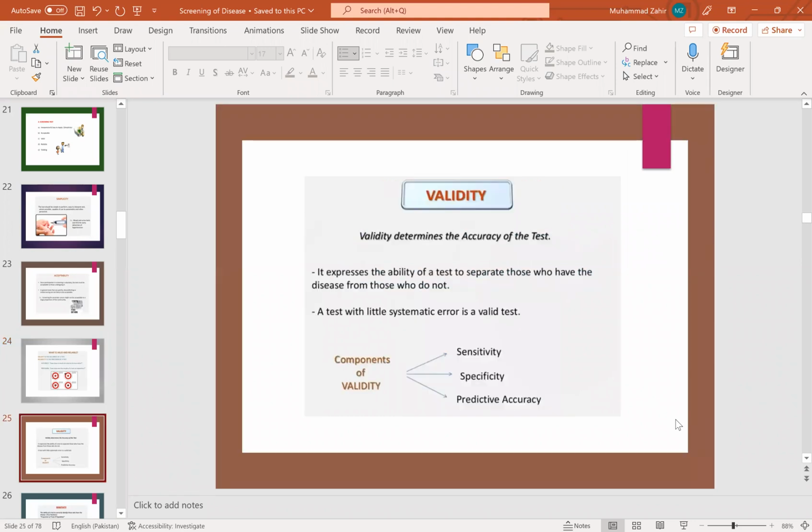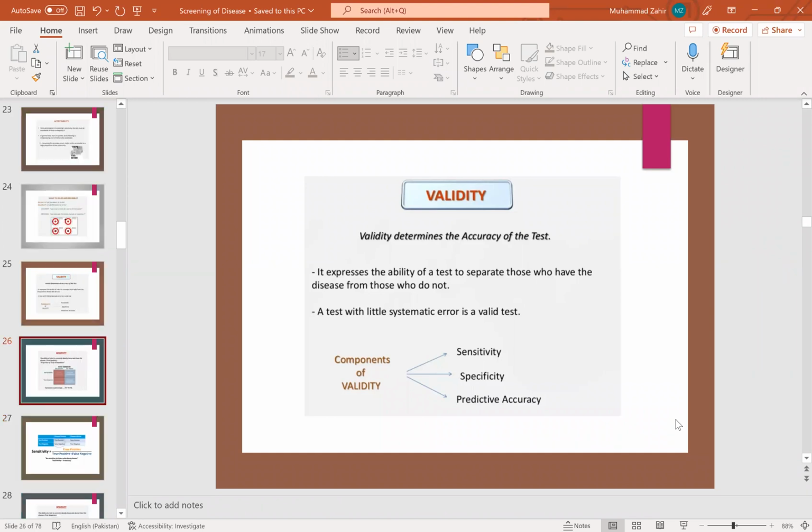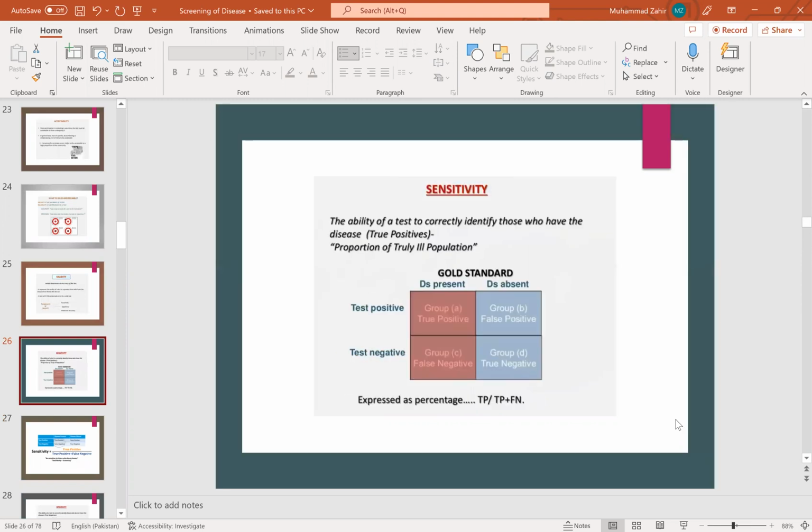Validity. Validity determines the accuracy of the test. It expresses the ability of a test to separate those who have the disease from those who do not. A test with little systematic error is a valid test. The components of validity are sensitivity, specificity, and predictive accuracy. Sensitivity, the ability of a test to correctly identify those who have the disease. Those are called true positives.